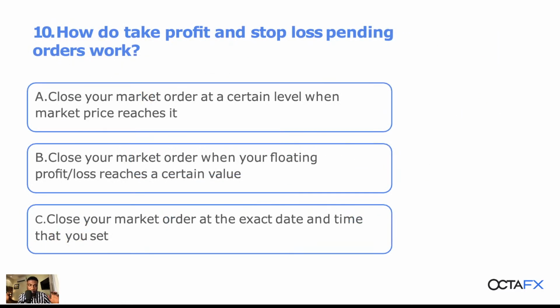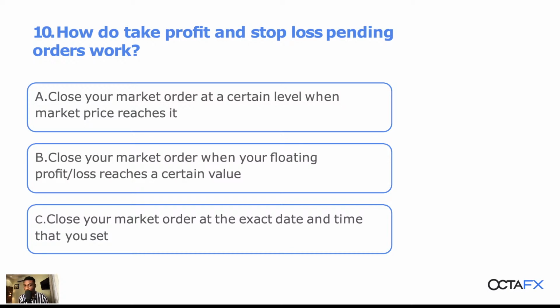Last question, number 10. How do take profit and stop loss pending orders work? A, close your market order at a certain level when market price reaches it. B, close your market order when your floating profit and loss reaches a certain level or a certain value. And C, close your market order at the exact date and time that you set.